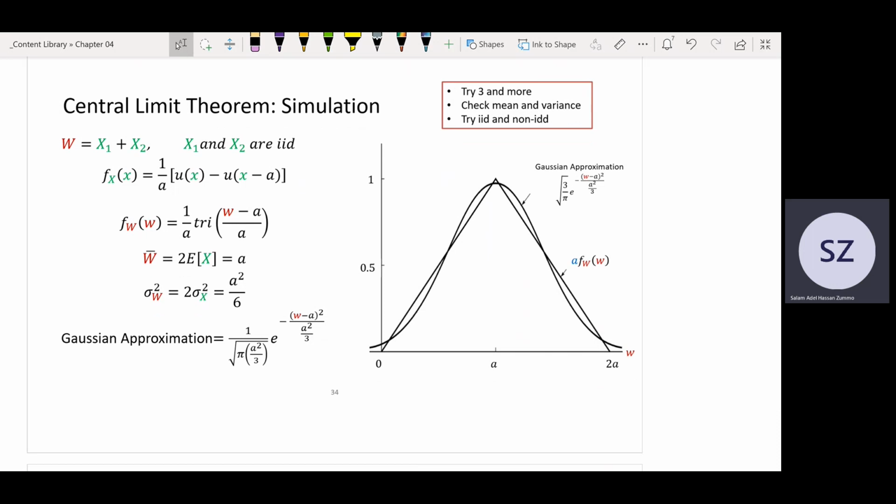We'll come back to that. Here we are giving you the uniform distribution. So here we have fx, x1 and x2 are IID. All of them are uniform. So the PDF of x looks like this: between 0 and a, 1 over a. This is the same for x1, for x2.